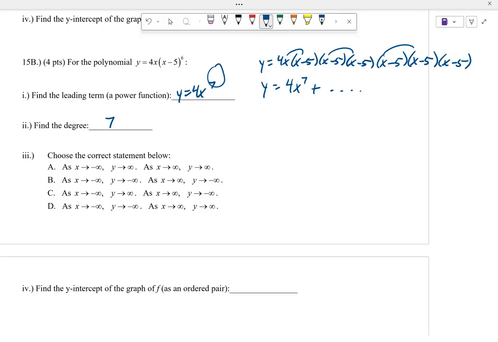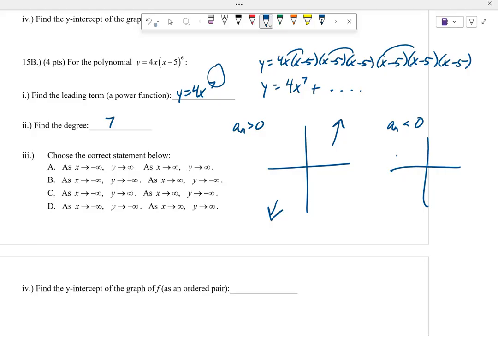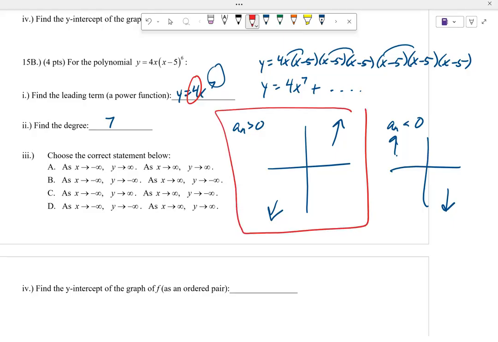So if the degree is odd, now it's asking us a question about the end behavior, right? If the degree is odd, does it behave like x cubed, which goes down to the left, up to the right, if the leading coefficient is positive? Or if the leading coefficient is negative, does it go up to the left, down to the right, like negative x cubed does? Well, this one has a positive leading coefficient, so I know it's the one that goes down to the left, up to the right. So let's see if we can select the correct statement.